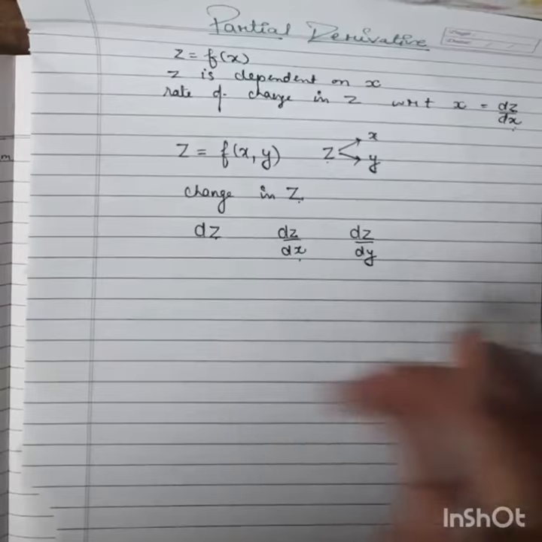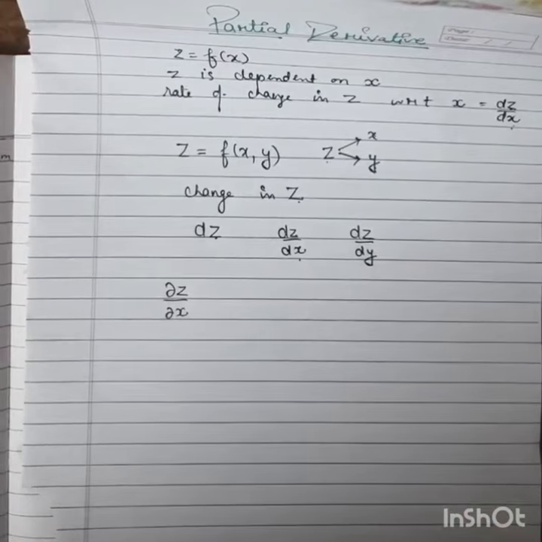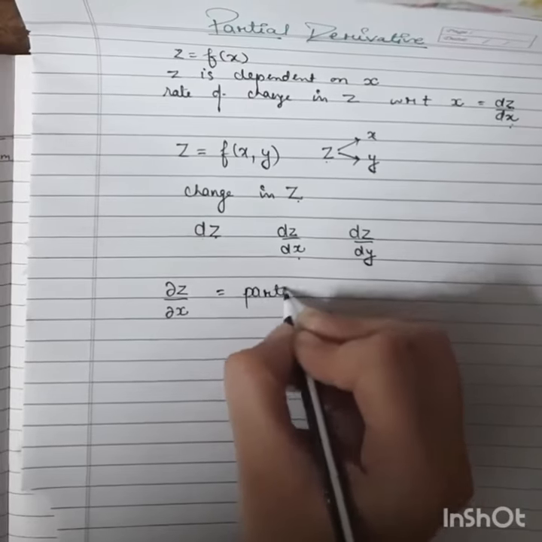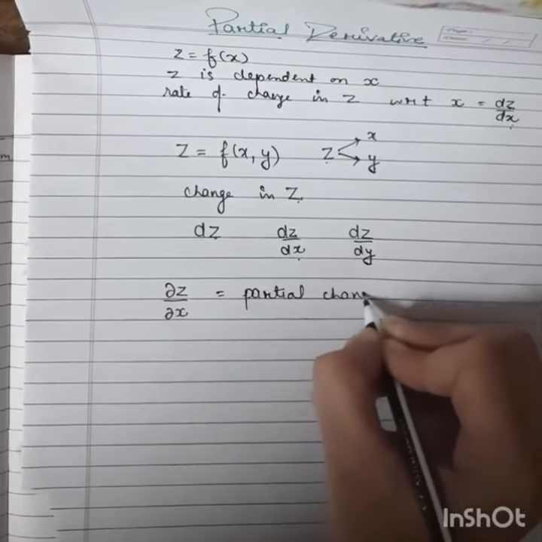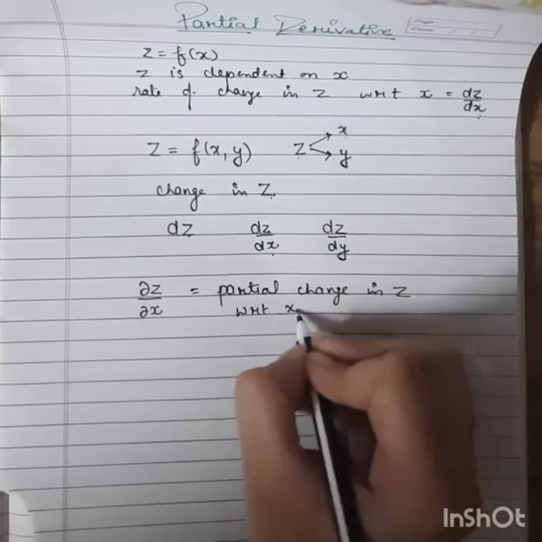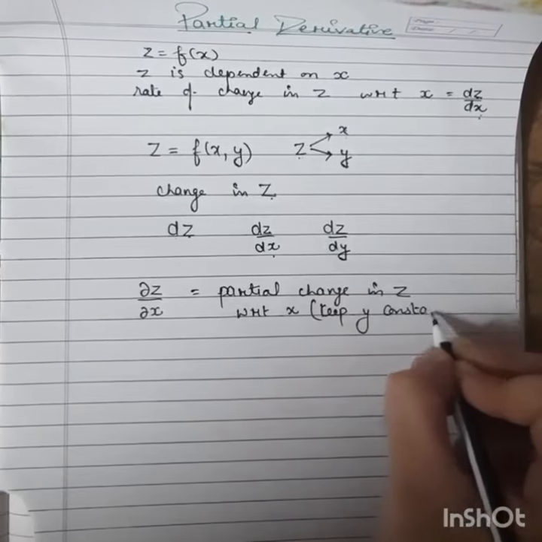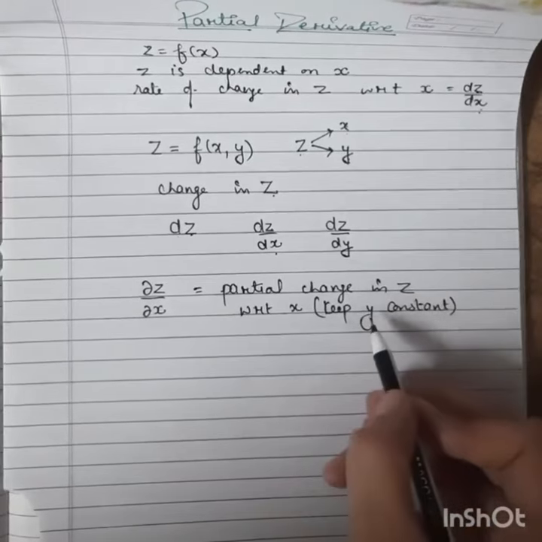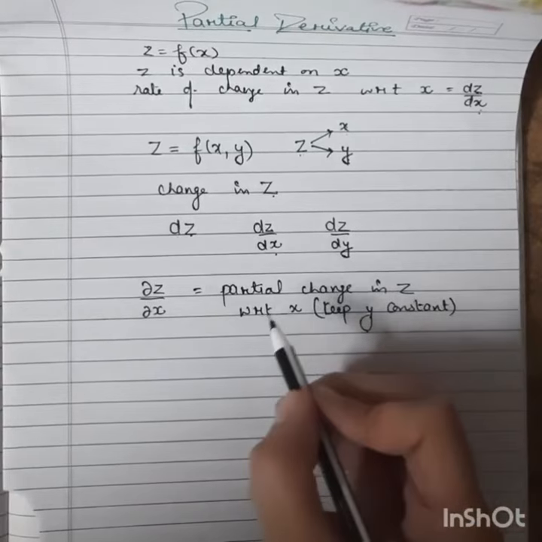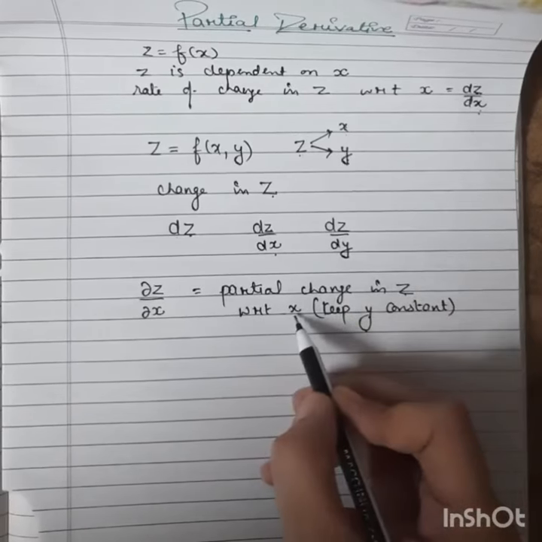And what are these terms? The symbolical representation is curl z by curl x. And what does it represent? It represents partial change in z with respect to x keeping y constant. That is what we are doing. We will keep y constant. Y is considered as a constant now, and we will calculate how much there is change in z with respect to change in x.